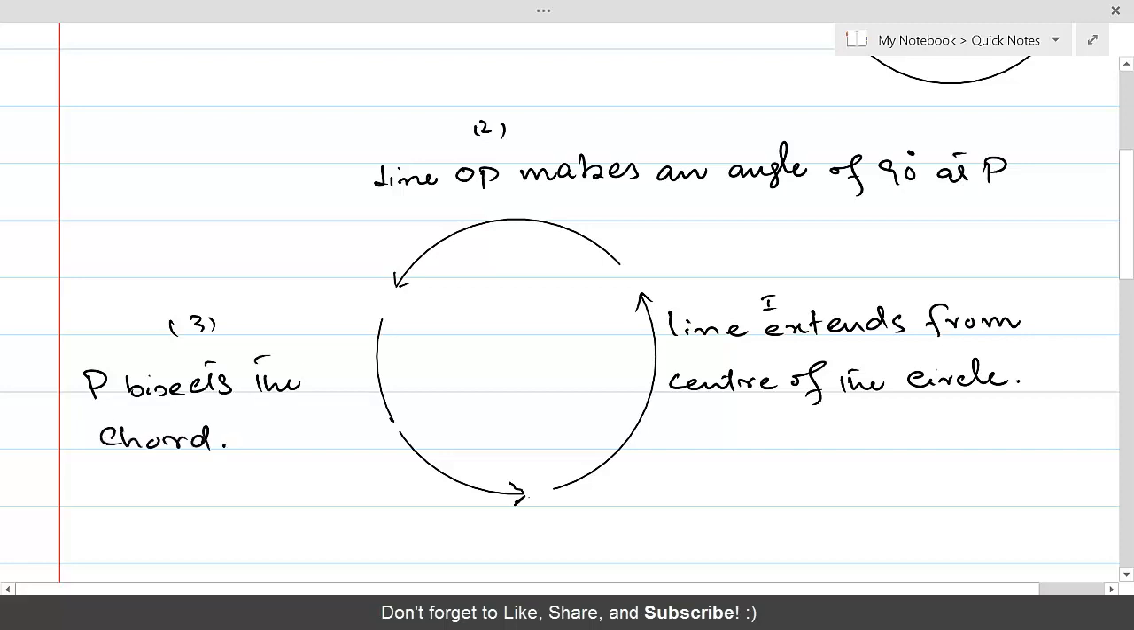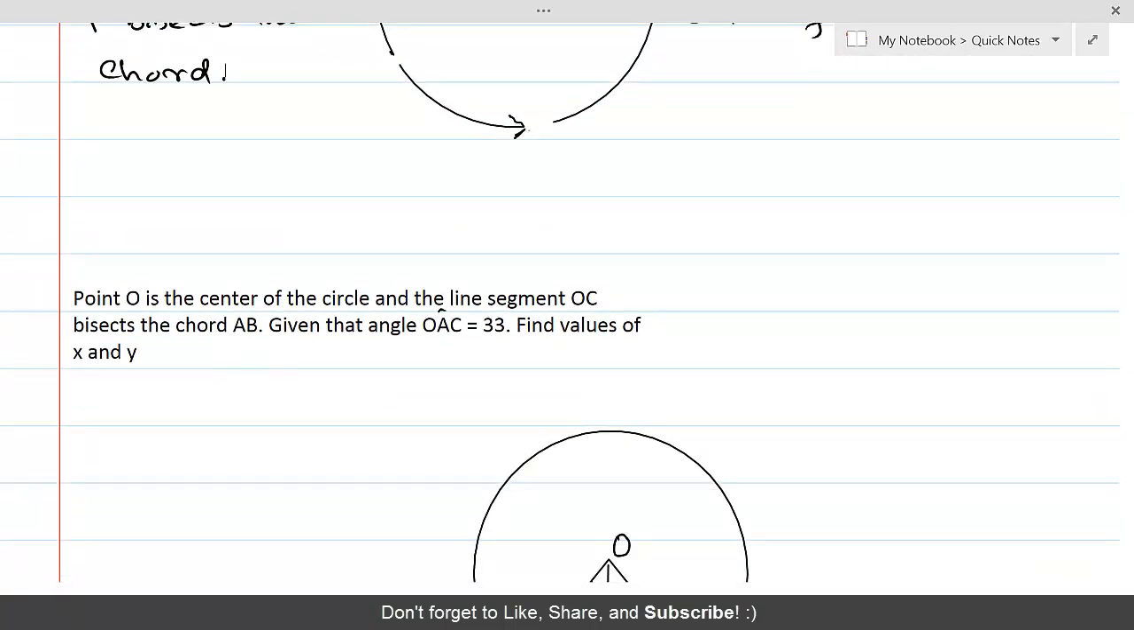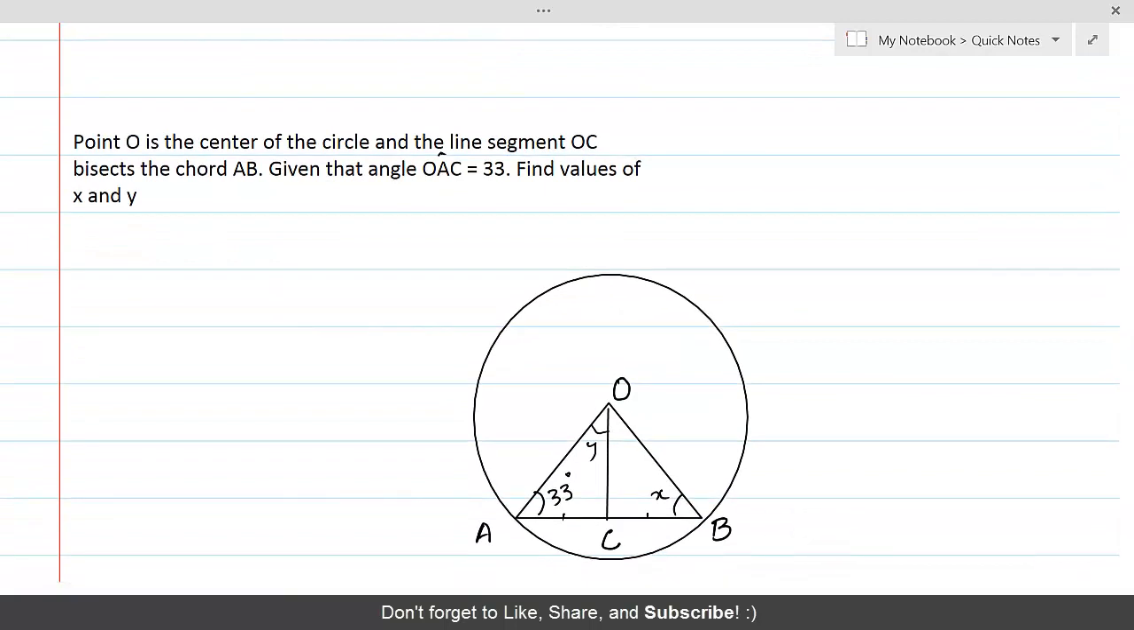So if one and two are true, or if one and two are given, then three is obvious. If two and three are given, then one is obvious. If three and one are given, then two is obvious. So all these three things are interrelated, and if two of them are given, then the third is true. So based on this fact, let's do a couple of questions here to enhance our understanding of this property.